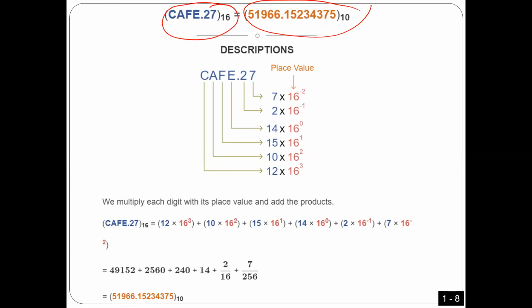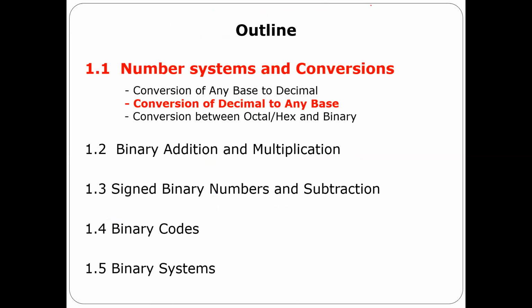Now I'm going to explain how you can convert decimal to any base. Any base here means binary, octal, or hexadecimal, since we are addressing those. The interesting part is that you will find it's also the same approach. We're going to use the same approach.